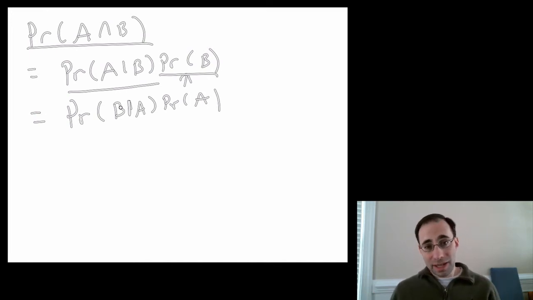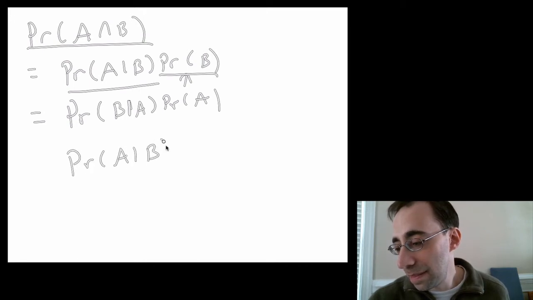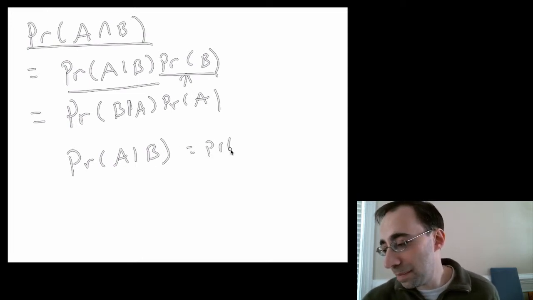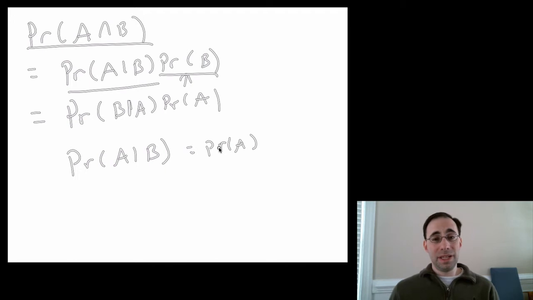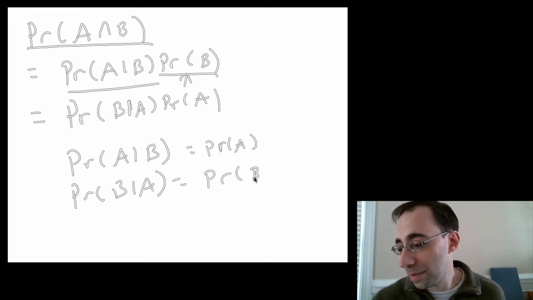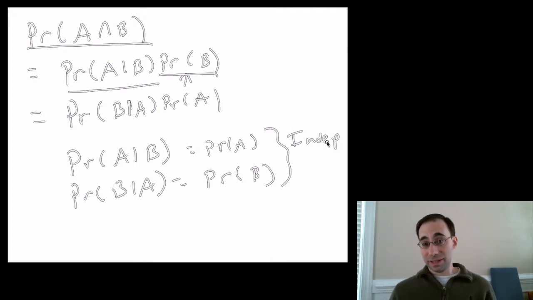If A and B are actually independent of each other, then the probability that A happens given B is just the probability that A happens. If B's presence has no effect on the chance that A happens because they're independent, then the probability that A happens given B is the exact same as the probability that A happens by itself, the unconditional probability of A. Similarly, the probability that B happens given A, if they're independent, is the probability that B happens. And both of these are true if A and B are independent events.